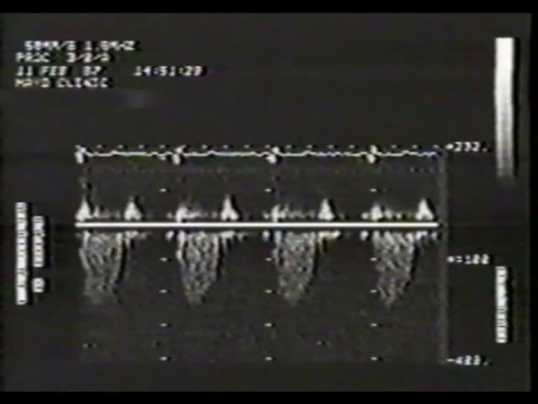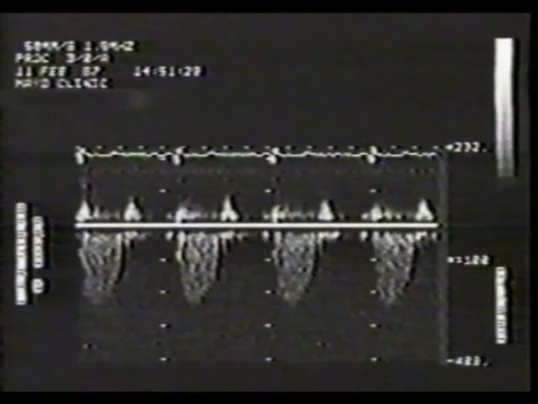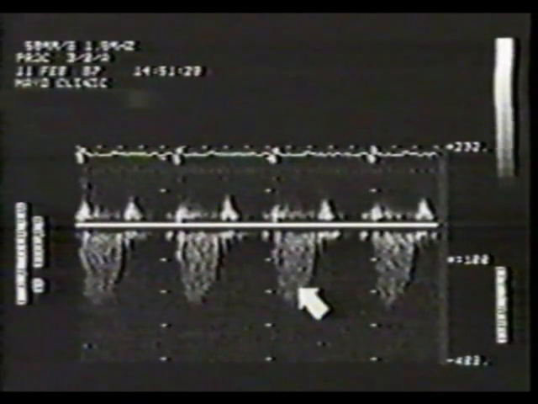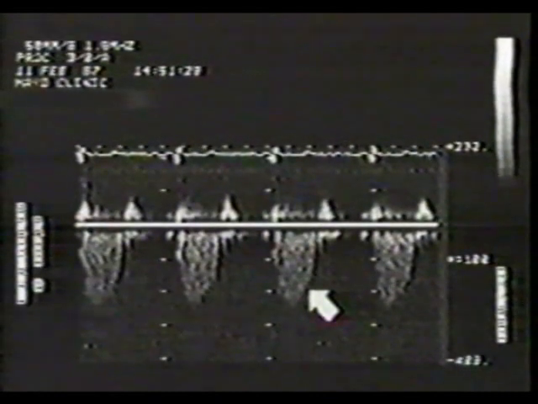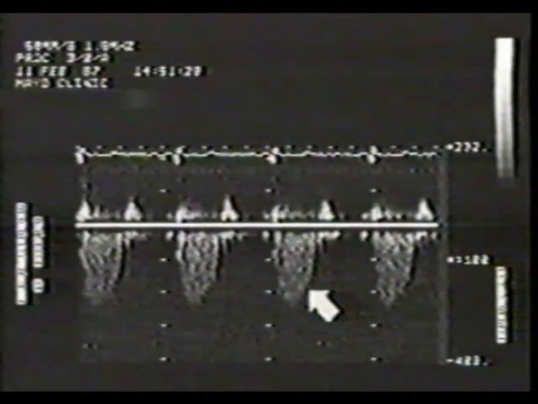This is another patient being examined with the transducer in the apical position angulated toward the tricuspid valve. The calibration markers represent 1 meter per second. This holosystolic signal, moving away from the transducer, is tricuspid regurgitation. Trivial to mild degrees of tricuspid regurgitation can be recorded in the majority of normal individuals and represent physiologic regurgitation.